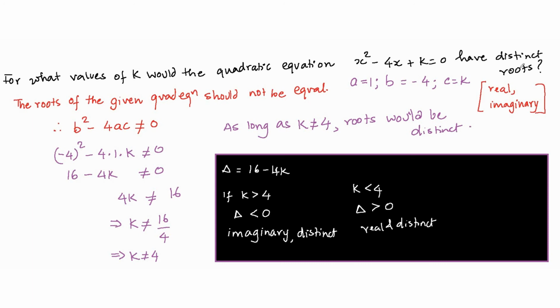They have asked me to find when the roots are distinct. So in both these cases roots are distinct, and that means the only condition is that k should not be equal to 4, because if k becomes equal to 4, then the discriminant, 16 minus 4k, will become 0. And because the discriminant becomes 0, the roots would be real and equal, right? So as long as k is not equal to 4, the roots are going to be distinct.